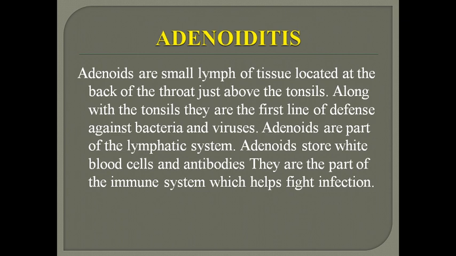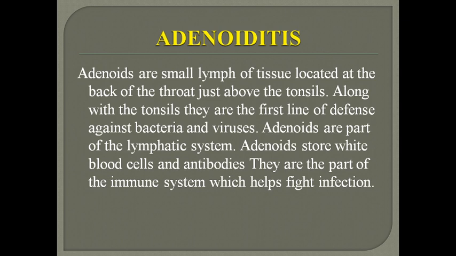In the throat, we are having tonsils, right? So, just above the tonsil, lymphatic tissue is present that is called adenoids. Along with the tonsil, they are the first line of defense against bacteria and viruses. Adenoids are part of the lymphatic system and store white blood cells and antibodies. So the adenoids act against bacteria and viruses. They are part of the immune system which helps fight against any infection.